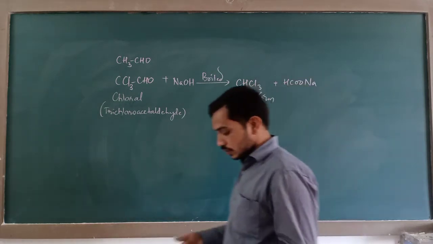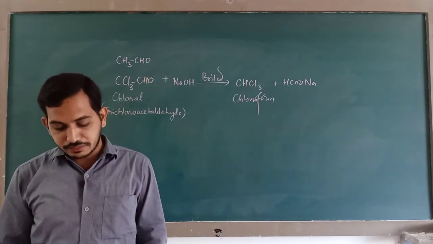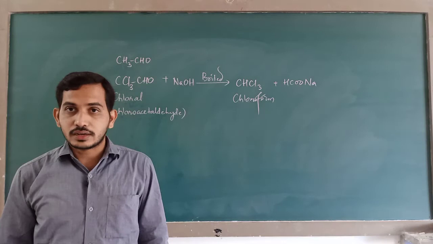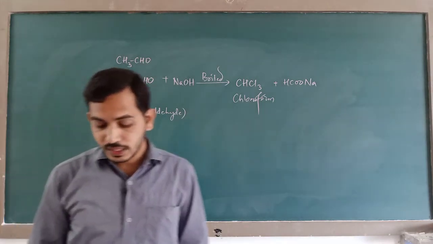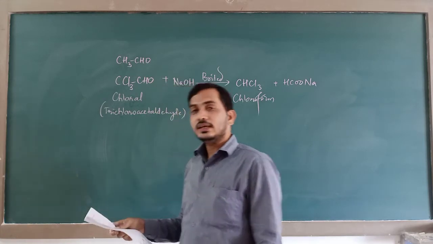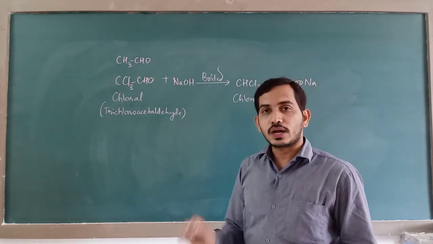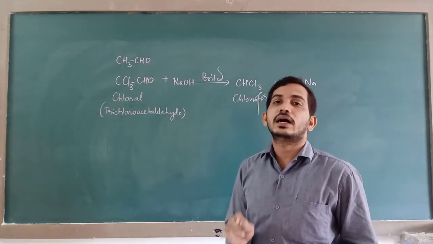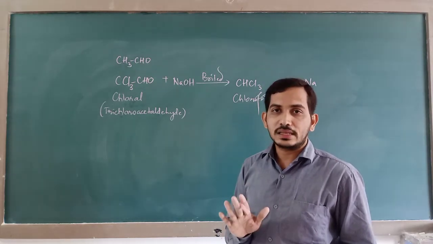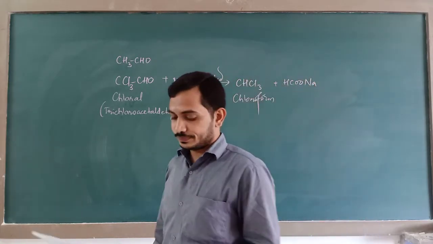whenever chloral is boiled with sodium hydroxide, and the other product is sodium formate. So let us see the options. First option is methyl chloride, second is trichloromethane or chloroform, then carbon tetrachloride, and none of these. Your answer should be the second one, that whenever chloral is boiled with sodium hydroxide, we are going to get chloroform as the main product. It is one of the best known methods to prepare chloroform.